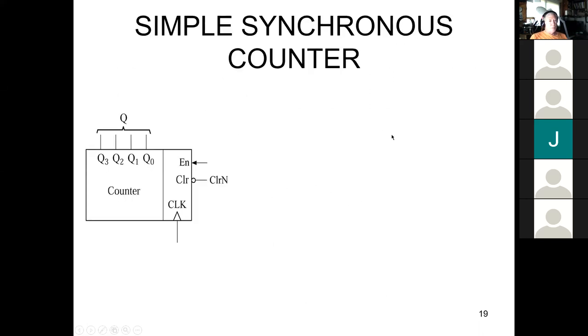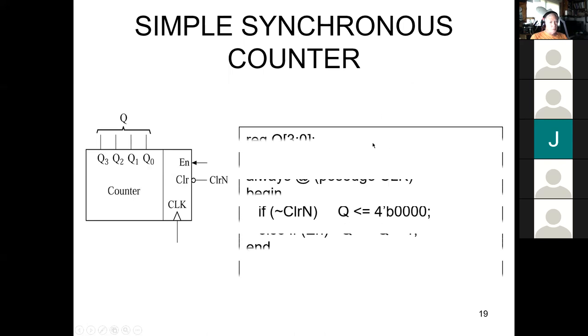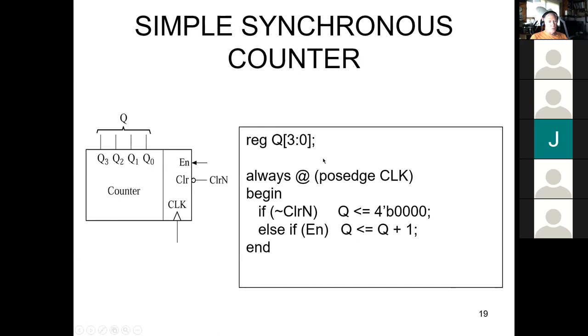Okay, here's a synchronous counter. So note you only have the clock here, so the clear not is a synchronous clear not, and the count is triggered on enable. So the clear not in this case, is it clear active low or active high? Active high? No, it's active low because there's a bubble. And the other hint is it's called a clear not. Always, you know, you have to kind of keep your eye on those details.